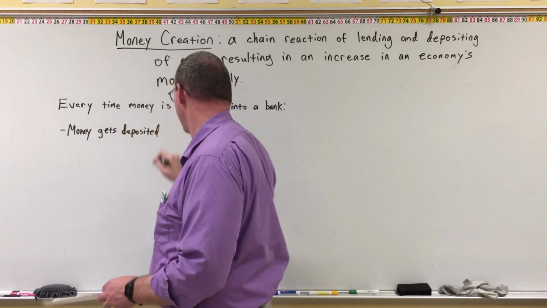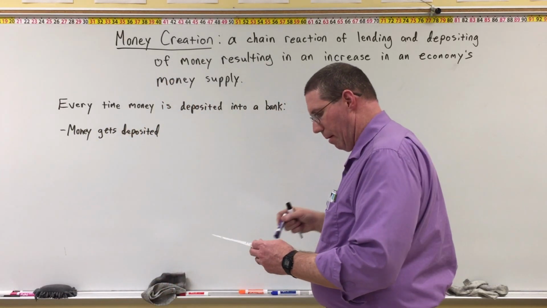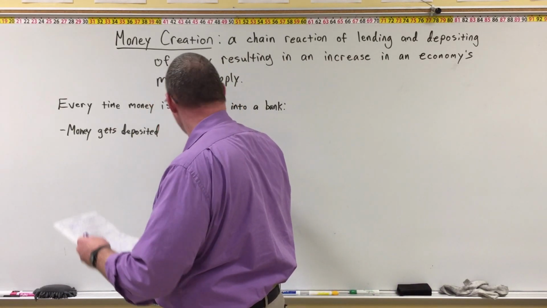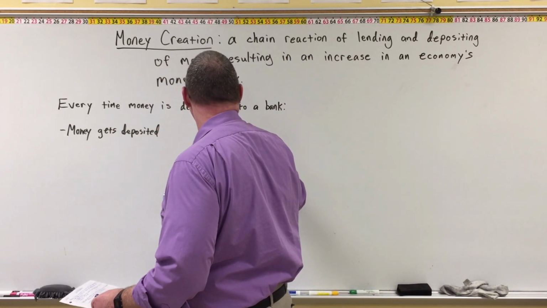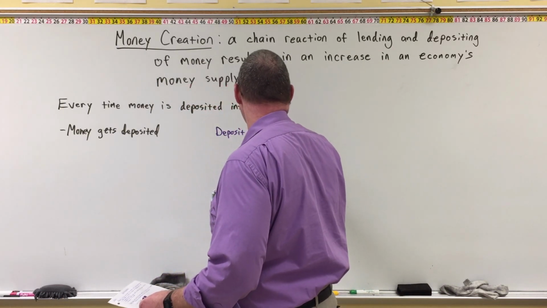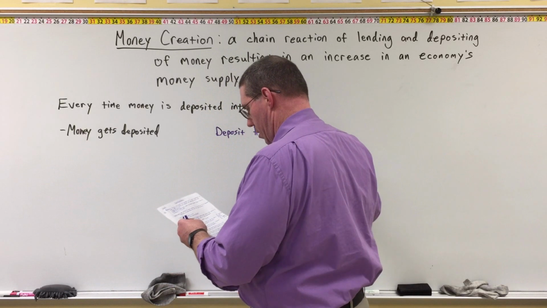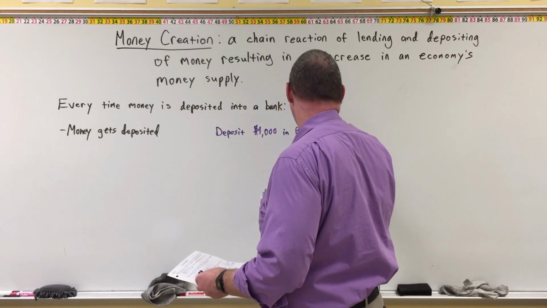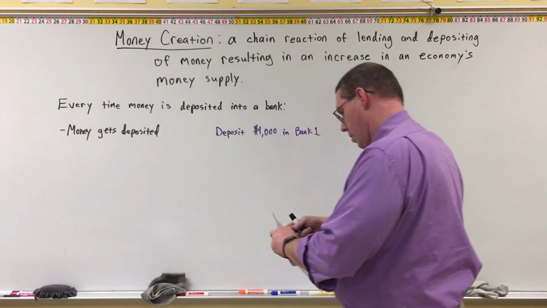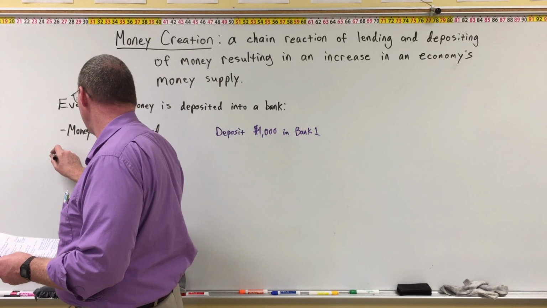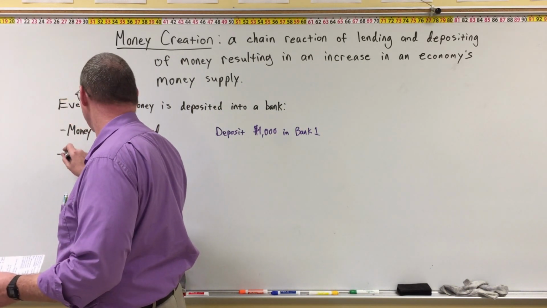Let's say, for example, that somebody deposits $1,000 in their bank, which is bank number one. After that happens, a fraction of that money is held in reserve.